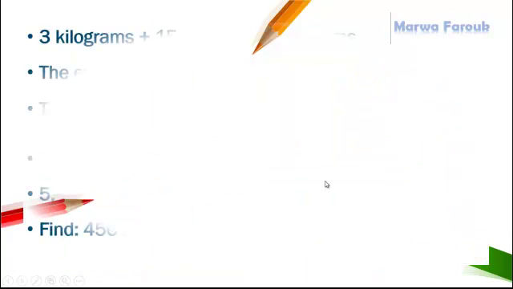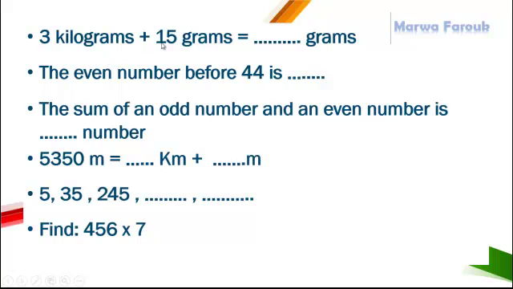Next one. 3 kilograms plus 15 grams equal how many grams? We are here converting from kilograms to grams. So we are going to multiply by 1000. 3 times 1000 will be 3000. And 15 gram will be the same because it's a gram. I will not convert it to any units. So we have 3000 plus 15.